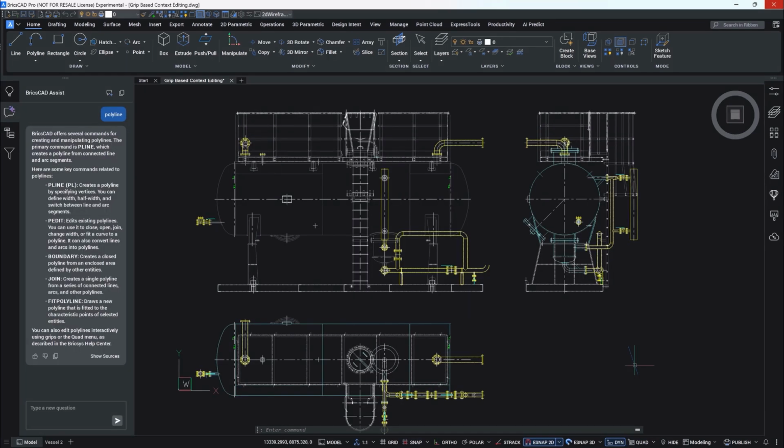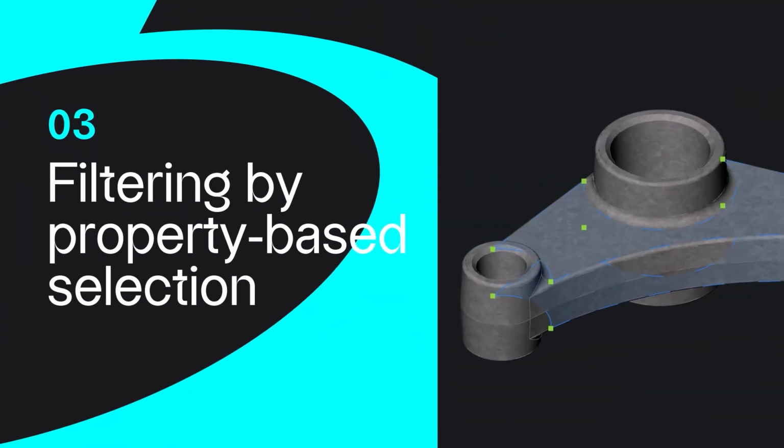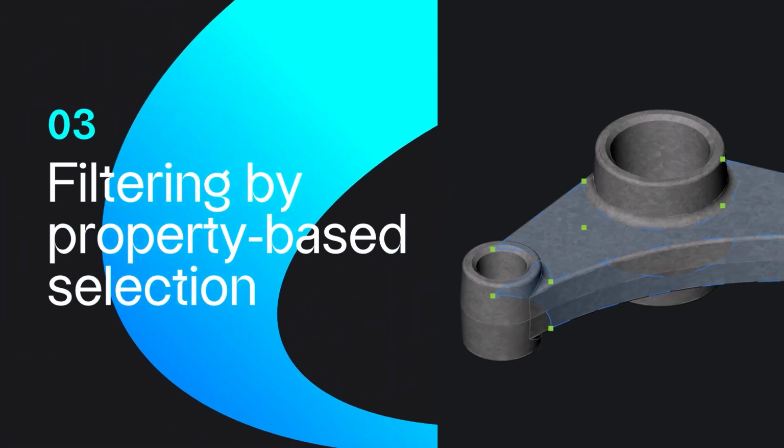When you're in the application, why not try it yourself? Search for a command or a feature that you're looking for and see the results that you get from BricsCAD Assist. Now we're going to look at the extended capabilities of the filters by property-based selection.